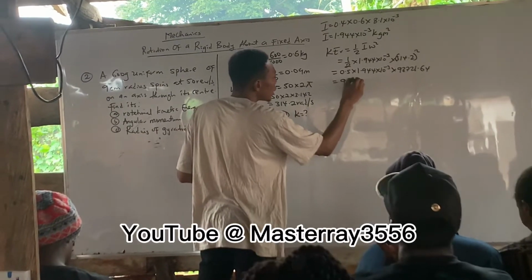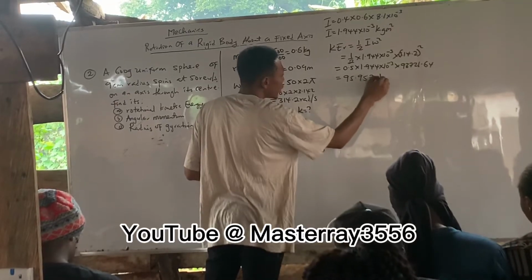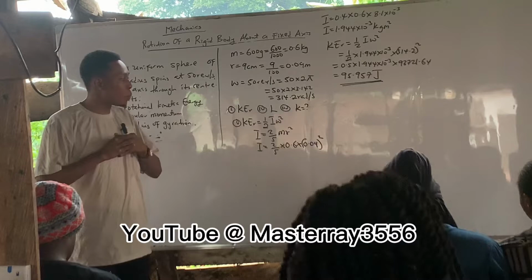95 point what? 95.7. That's joules. All right. That's for number 1.